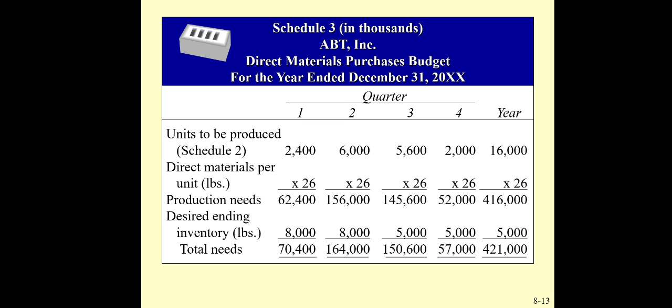So the numbers here are in thousands. The only exact number is item number 2. Other items are expressed in thousands. So total material needs in quarter 1 is 70,400,000 pounds. In the second quarter, 164 million pounds. Quarter 3, 150,600,000 pounds. Quarter 4, 57 million pounds. Total material needed for the year is 421 million pounds.